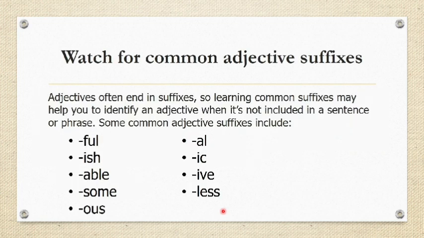And then next we have, watch for common adjective suffixes. Adjectives often end in suffixes. Learning common suffixes may help you to identify an adjective when it's not included in a sentence or phrase. Some common adjective suffixes include ful, ish, able, some, ous, al, ic, ive, and less.